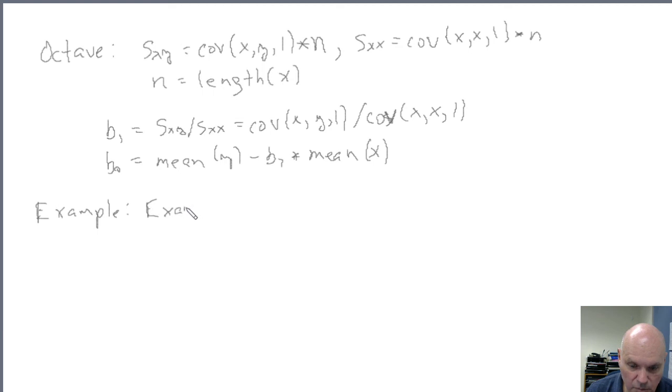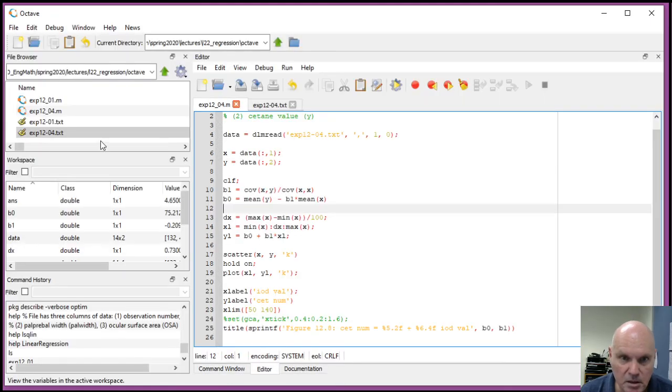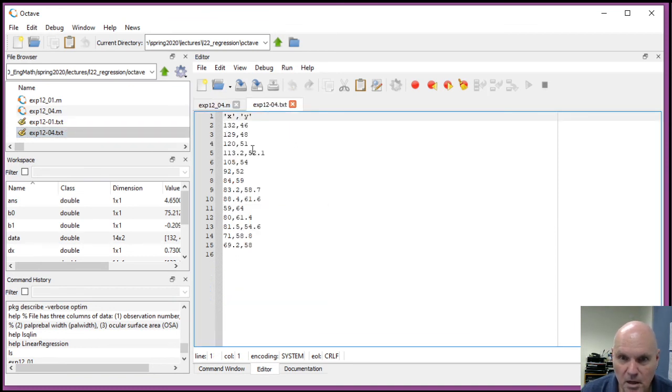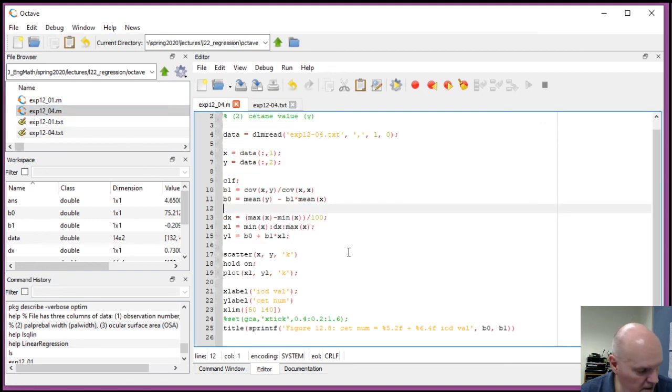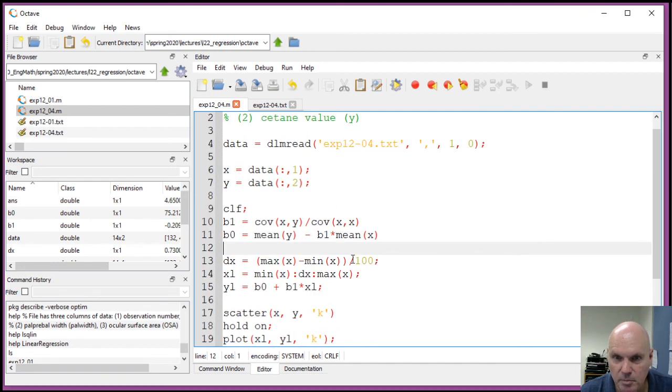So let me show you an example. This is example 12.4 from the textbook on page 479, where I'm going to use Octave. So let me bring it up. I forget what the data set actually is here. The data consists of, it looks like, 14 observations of x and y data, and then here's my M file to actually read the data in. Let me increase the font size here a little bit.